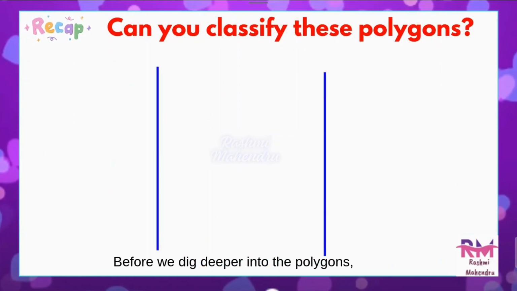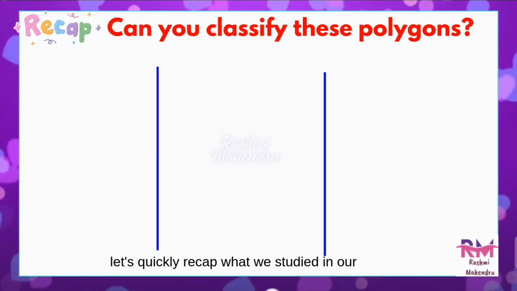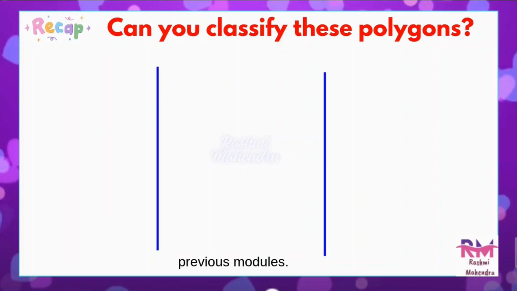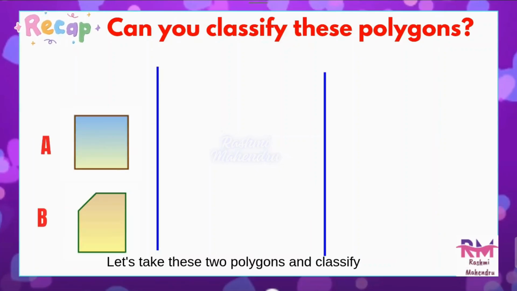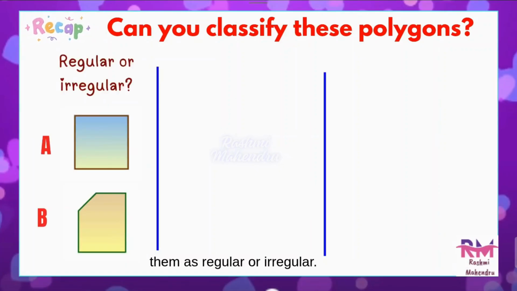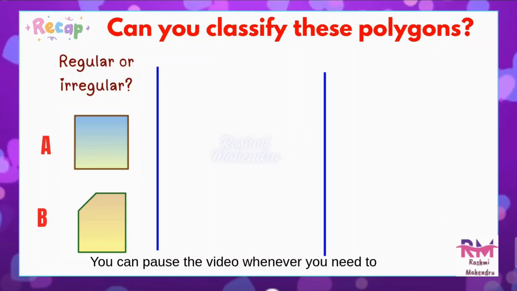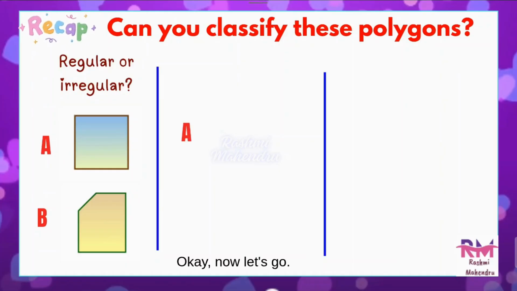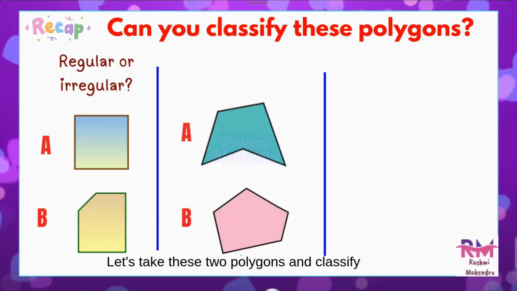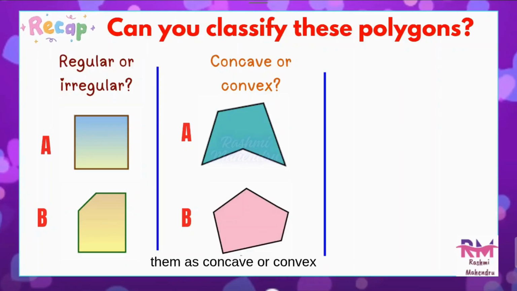Before we dig deeper into the polygons, let's quickly recap what we studied in our previous modules. Let's take these two polygons and classify them as regular or irregular. Keep writing your answers on a paper and then we will check our answers together. You can pause the video whenever you need to indulge more with the content. Okay, now let's go. Let's take these two polygons and classify them as concave or convex polygons.